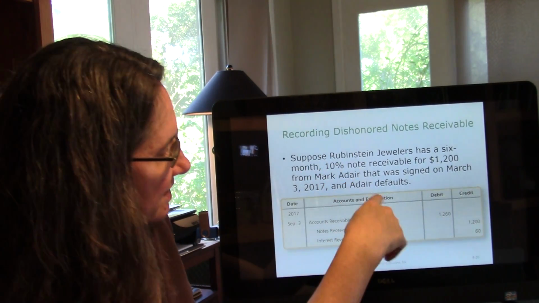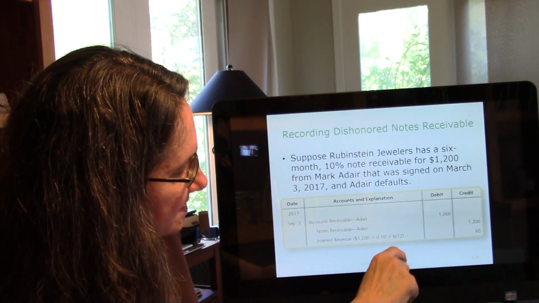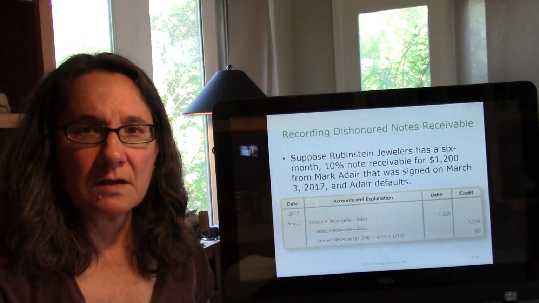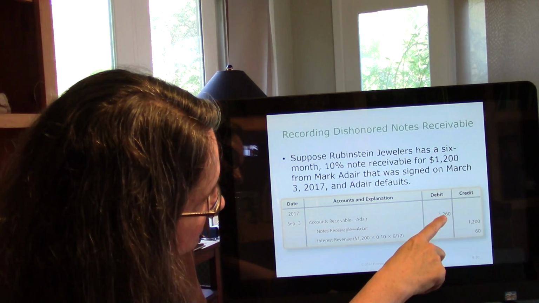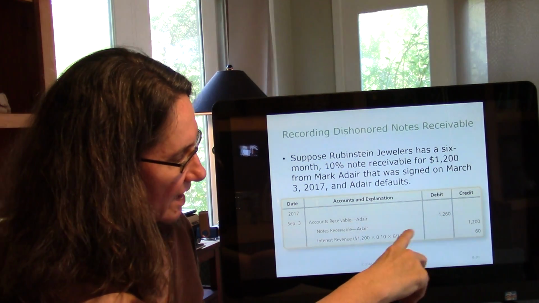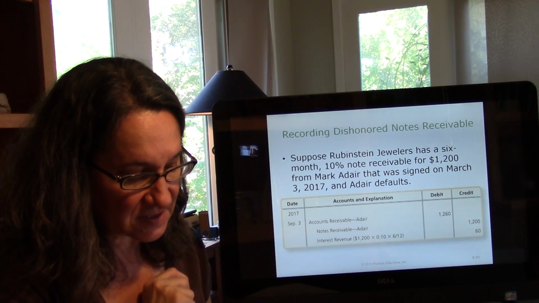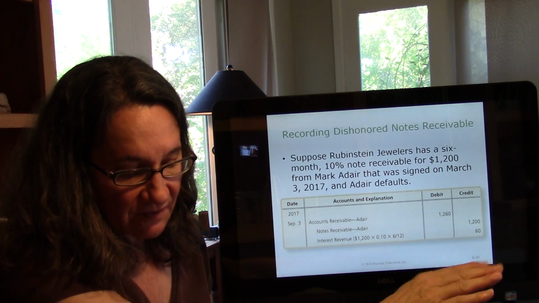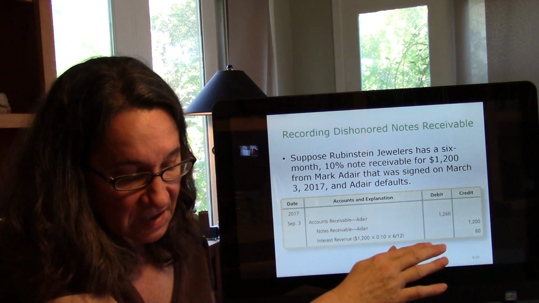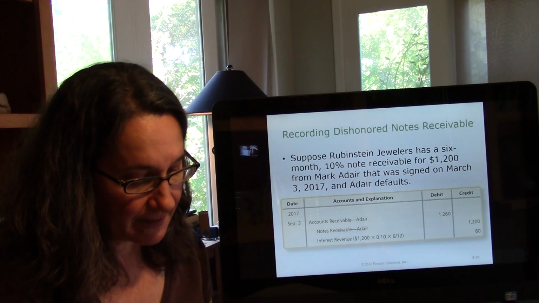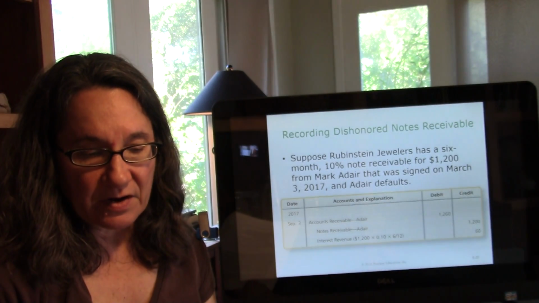You take the whole amount, so you have to calculate the interest: $1,200 times 10% times 6/12. Once you've calculated that, you add it to what they owe you, and you call that now a receivable. So you put the $1,260 as an account receivable, $1,200 writes off the note receivable with a credit, and $60 accrues the interest revenue, assuming maybe you'll get it someday, with a credit.